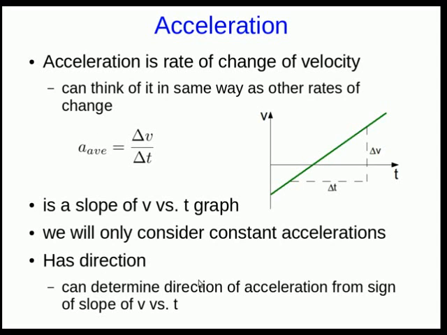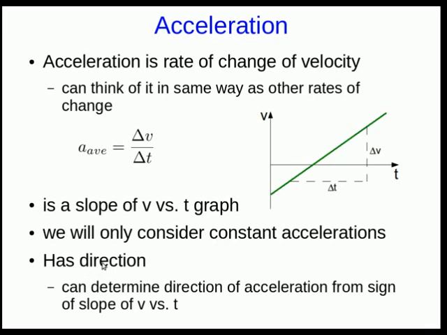But we're only going to consider constant accelerations. And so the acceleration at every time is always going to be equal to the average acceleration, since we're always going to look at cases where the acceleration isn't changing. And once again, just like any other rate of change, you can think of this as a slope. In this case, it's the slope of the v versus t graph.